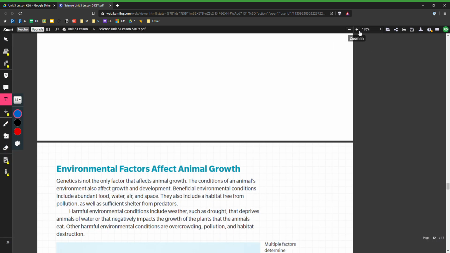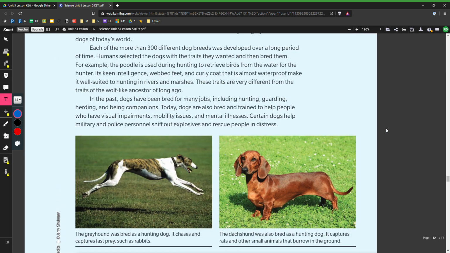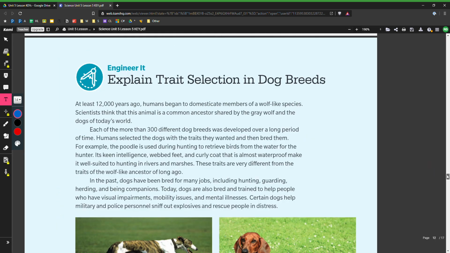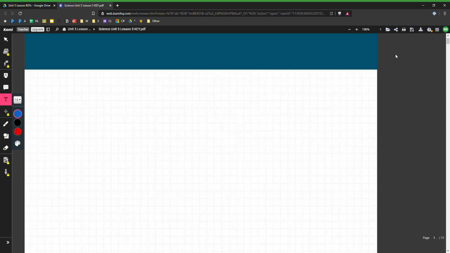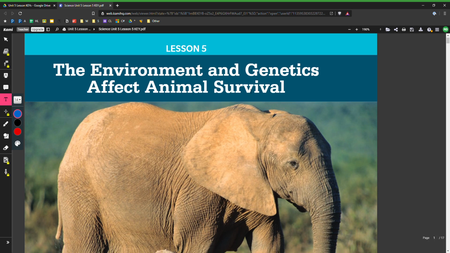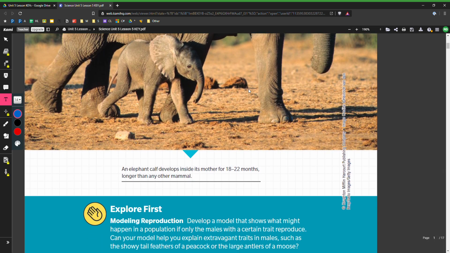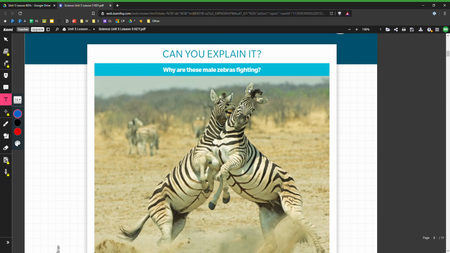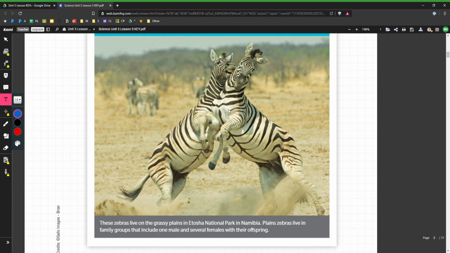Alright, hey everyone, this is going to be the lesson on, go way back up here, lesson 5 of Unit 5, the environment and genetics affect animal survival. Okay, so first it has zebras. It says they live on grassy plains, they live in family groups. The family groups include one male and several females, with the female's offspring.